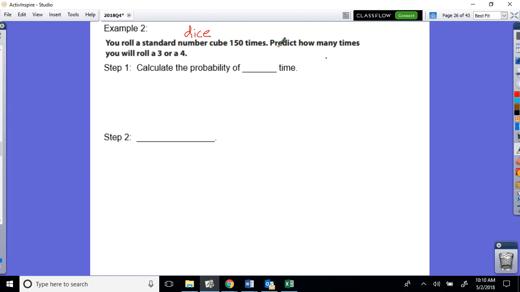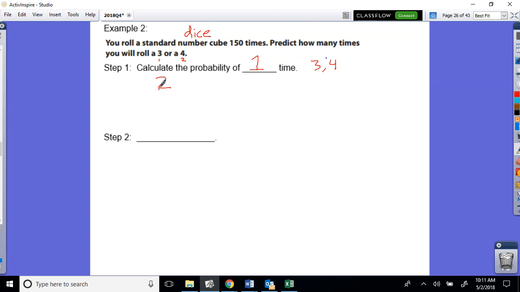So we're going to predict how many times you will roll a 3 or a 4. All right, so calculate the probability of just one time, one roll. So we're looking for a 3 or a 4 to show up on the dice. On a dice, we have two options of 3 or a 4.